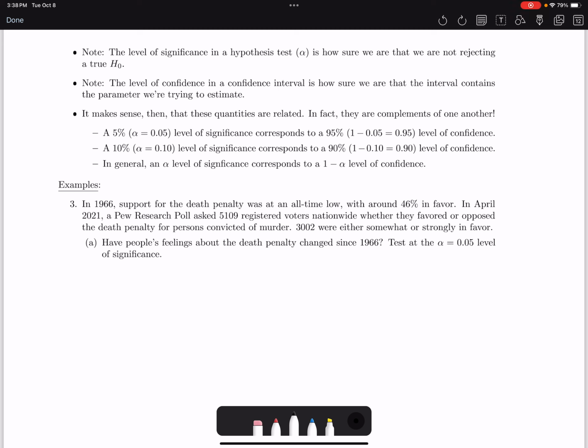Okay, so if we wanted to have an alpha equals 0 level of significance, then we would have to have a 100% level of confidence, and that's not going to lead us to useful results. Okay.